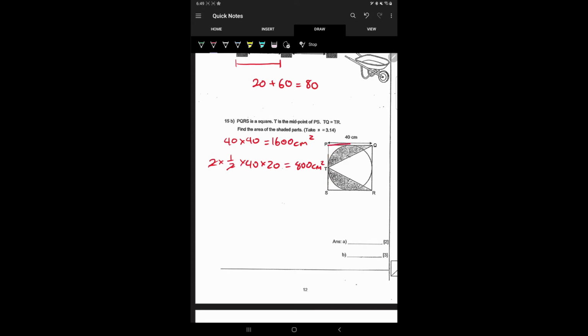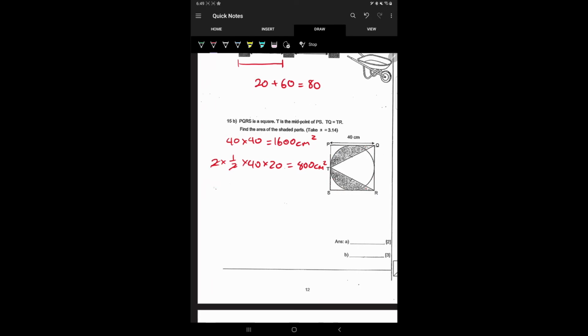So if you recall, this whole shape is actually a square. In the middle, you have a circle. So if we were to deduct the area of the circle from the area of the square, you will be left with these 4 parts right here, which is what you need.